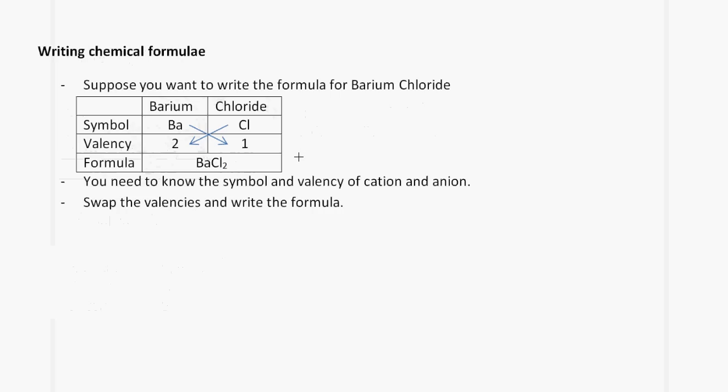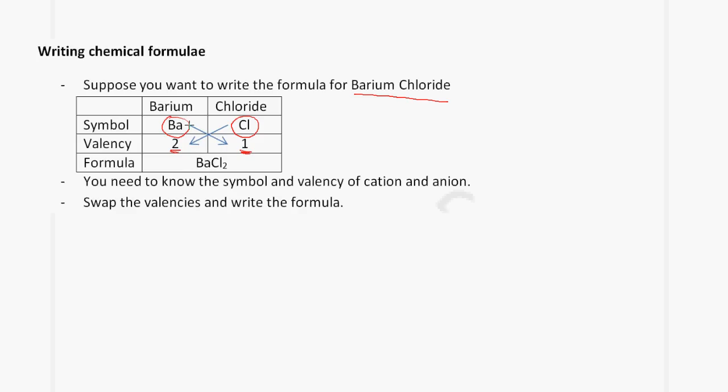Now, how do we write a chemical formula? Now, suppose we wanted to write the formula of barium chloride. First thing we need to do is to write the symbol. Barium is Ba, and chloride is Cl. Now, the valency of barium is +2, and the valency of chloride is -1.